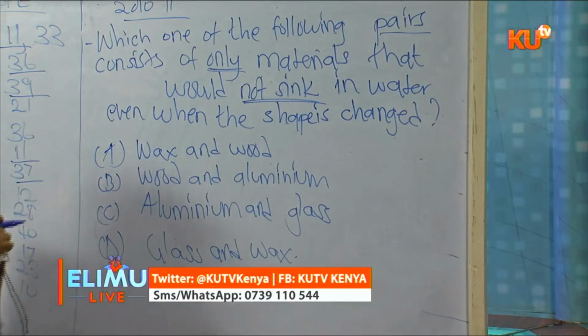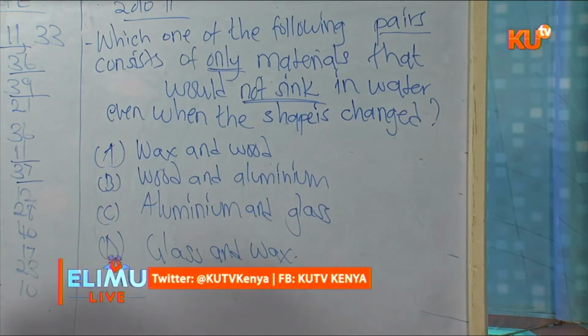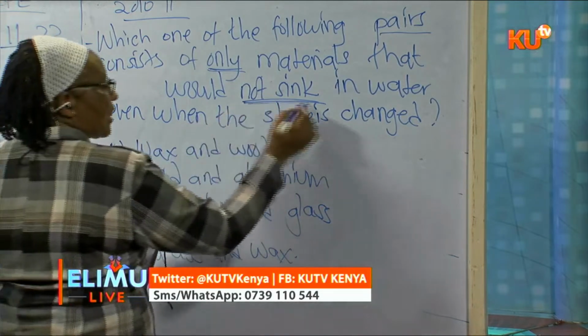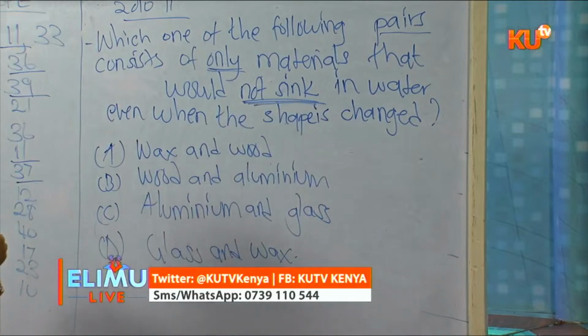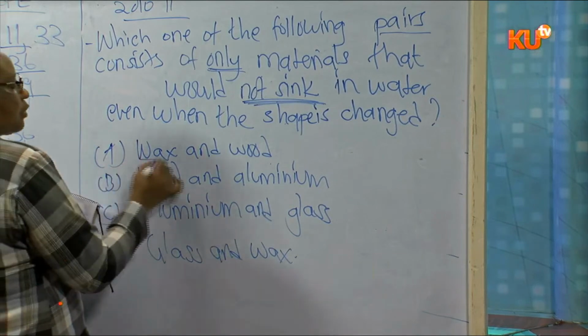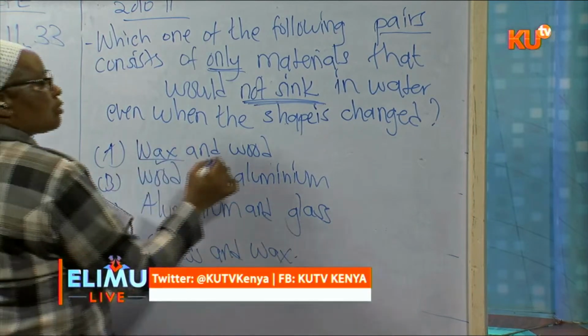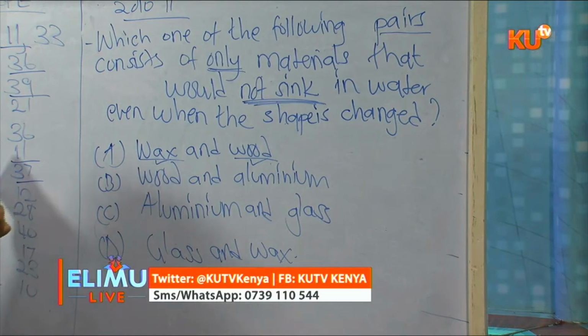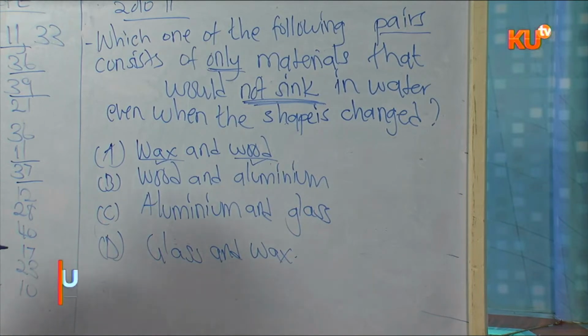So we look at the choices. We are looking at choices where both the objects will not sink. That means they will float. Not sinking means that the objects are floaters. So we have choice A, which is wax. Wax is a floater. And we look at wood. Wood is also a floater. Then we don't stop there, because this is how some learners end up getting an answer wrong, by not looking at the other choices when they find that the correct answer is either A or B.